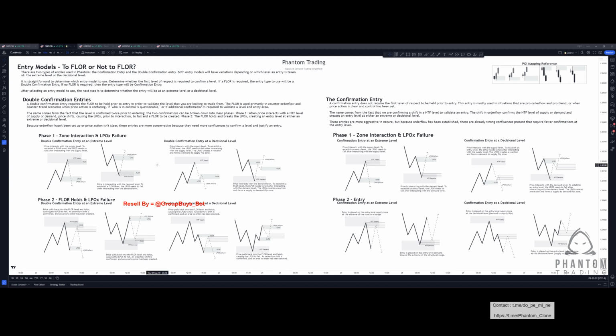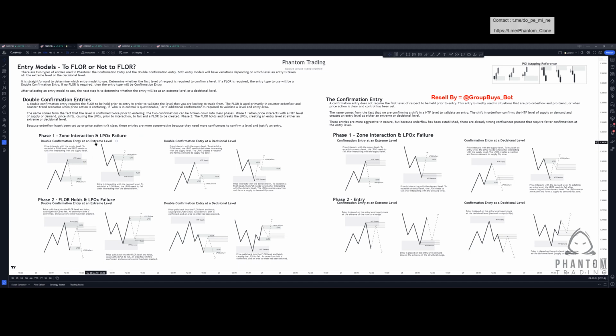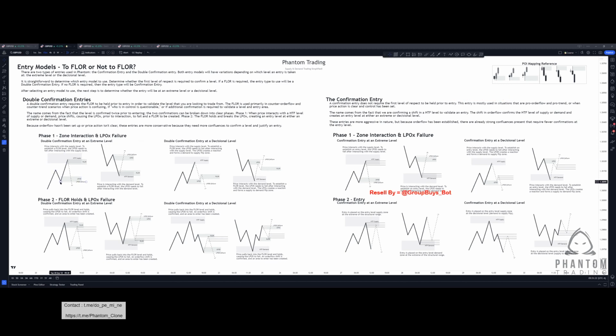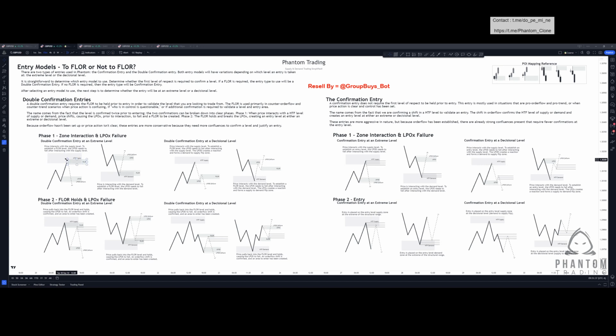Now let's take a look at examples of double confirmation entries. We'll focus first on double confirmation entries at an extreme level. We'll start with phase 1, zone interaction and LPOX failure. So what we can see in this example is we have price trading into a higher time frame supply zone. Now, if we are looking for a double confirmation entry, what we first want to see is price interact with this higher time frame level of supply.